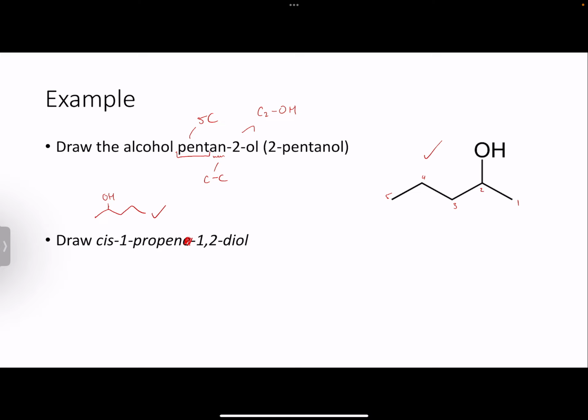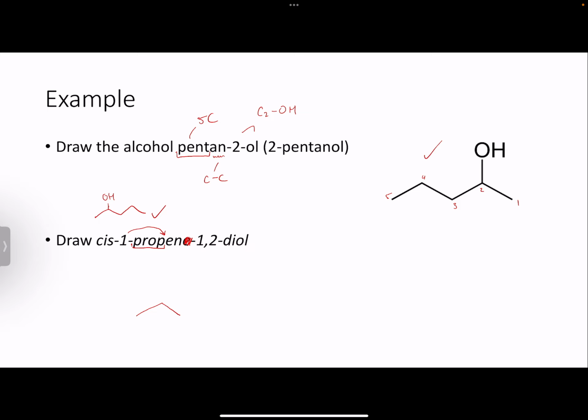And again, we want to get rid of that E because we have the OL. So the parent chain here is prop. That's a 3-carbon chain. So let's start with that. And we can always redraw it if we draw the wrong cis or trans isomer. Oh, we've just made a mess of this name. We're going to fix this after.